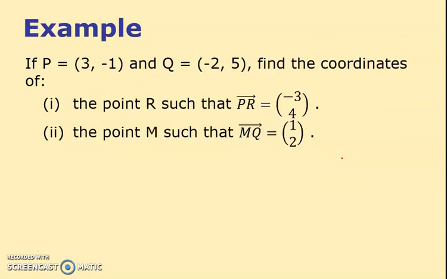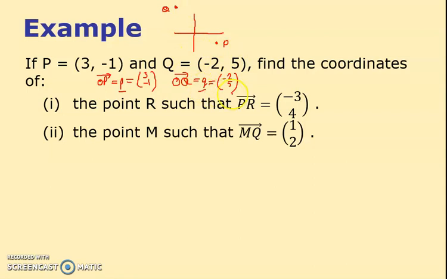Good. Next question. If P is 3 minus 1, so again, just OP equals P, which is 3 minus 1. And OQ is Q, which is minus 2, 5. Find the coordinate of the point R such that PR is, alright, then it might be useful just to draw a little picture, it might help. So P is 3 across and 1 down, there's P. Q is 2 left but 5 up, about there somewhere.